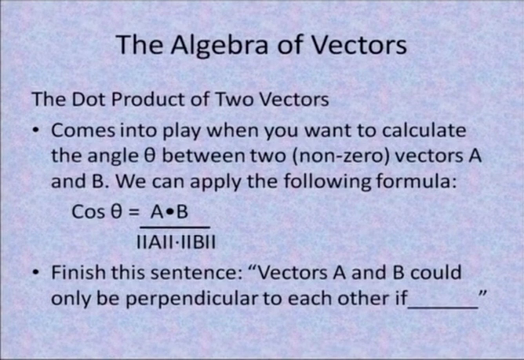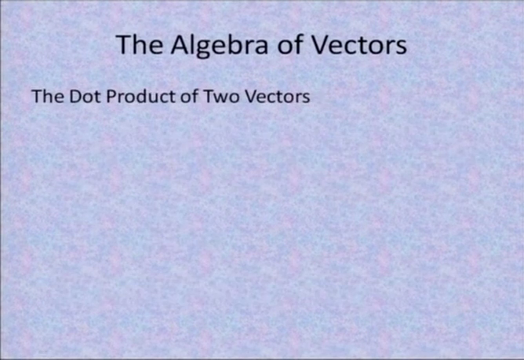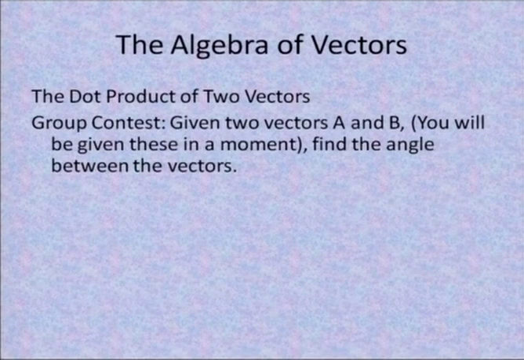Well, hopefully you figured out that the cosine of 90 degrees is 0, and the only way that you could have vectors with an angle of 90 degrees would be if the dot product of the two was 0, because the bottom of that fraction cannot be 0. They're non-zero vectors anyway.